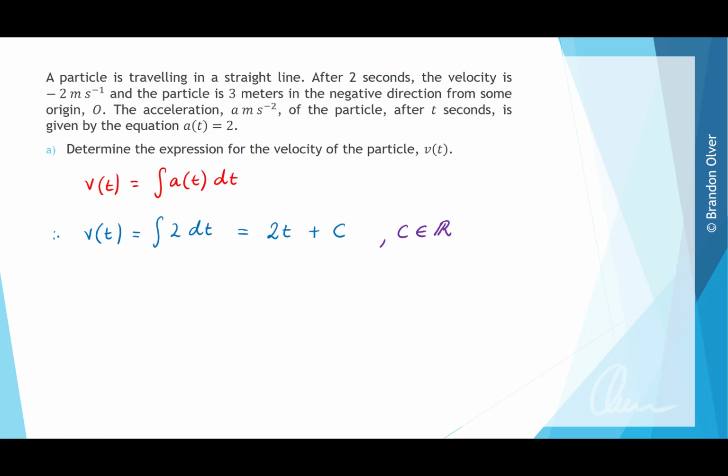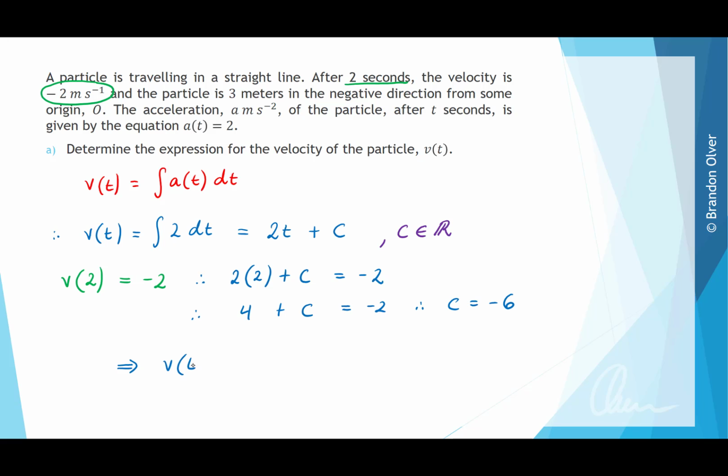So to complete this problem, we need to take into consideration that we know the velocity at a particular time in this question. So v, when t is 2, is equal to -2. Therefore, we can set up the equation v of 2, which is 2 times 2 plus c, is equal to -2. Therefore, 4 plus c is equal to -2, which gives c is equal to -6. So to finish off this part of the problem, we can say that the velocity of the particle v of t is equal to 2t subtract 6.